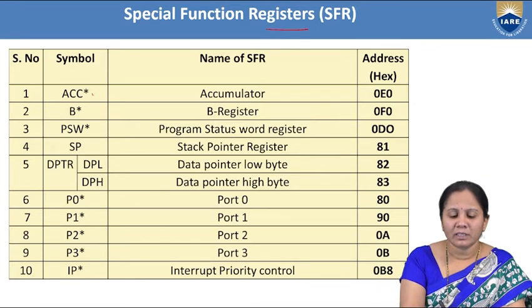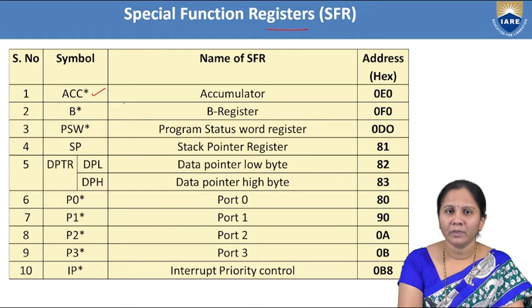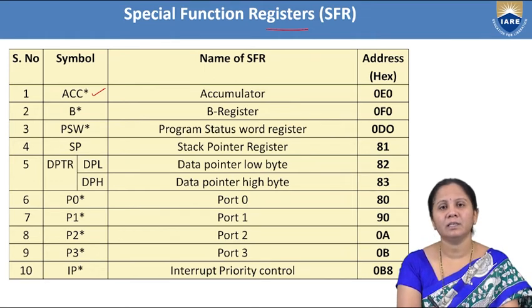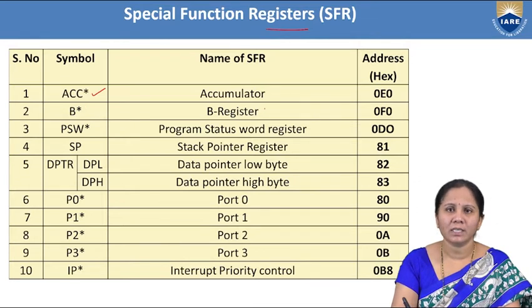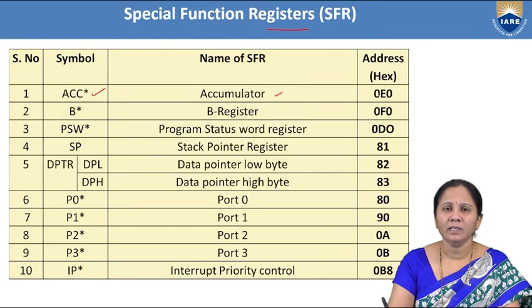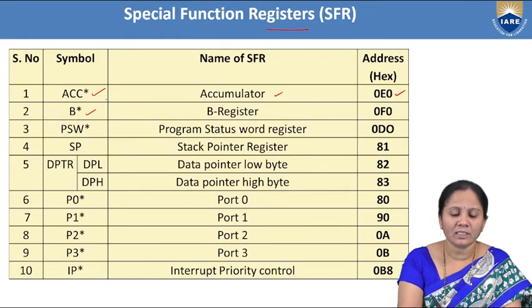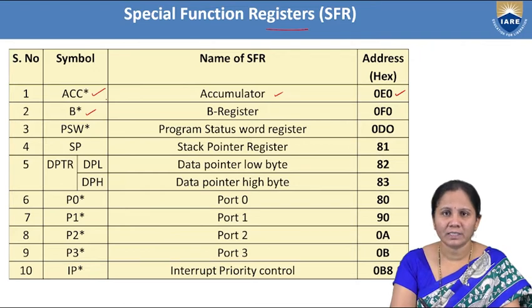The first register here is ACC. We can simply represent this register as A. This register is called the accumulator. The accumulator has its fixed address in the internal RAM space, that is E0H. The next register is B, which is called the base register, and the fixed address in the internal RAM address space for this register is F0.